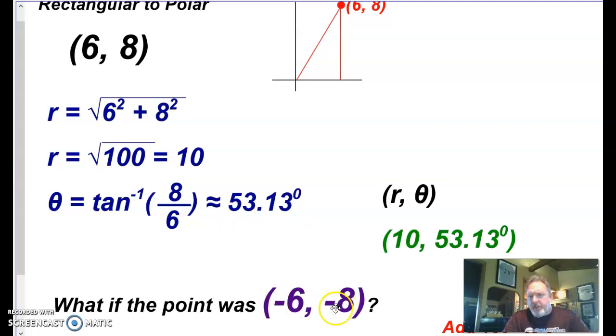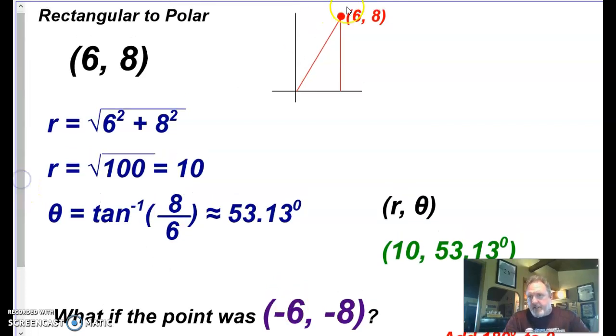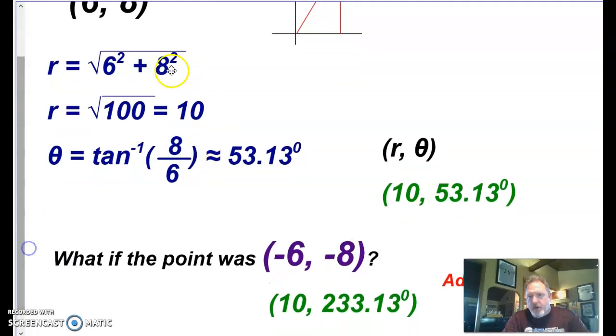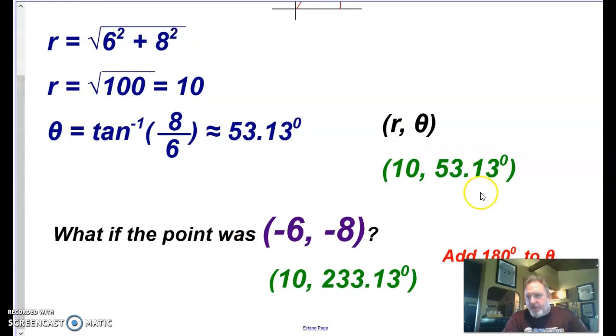All right, good follow-up question here. What if the point was (-6, -8)? We know that (6, 8) is in quadrant 1 up here. So (-6, -8) is going to be down here in quadrant 3. Everything we do is the same. We would still square this and take the square root, and we'd still get positive 10. That's fine. The only difference now, because we're in quadrant 3, is that I've got to add 180 to that theta value. If I add 180 to this theta value, now I get 233.13. So that's the only difference.